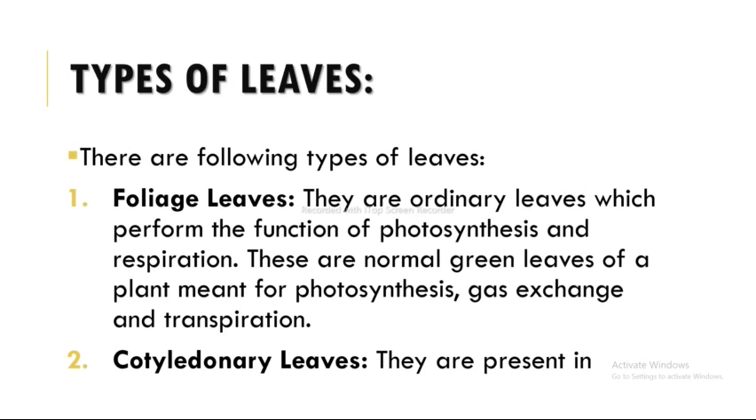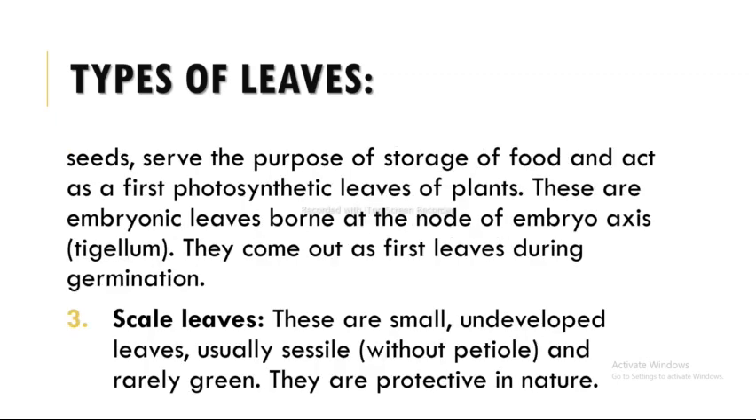Second type of the leaf is known as cotyledonary leaves, and these are present in seeds and serve the purpose of storage of food and act as the first photosynthetic leaves of plants. These are embryonic leaves which are born at the node of the embryo axis, which is known as the tigellum. They come out as the first leaf during germination.